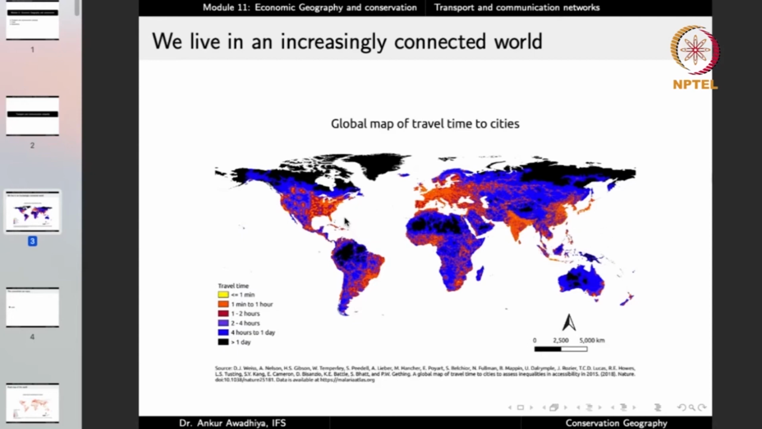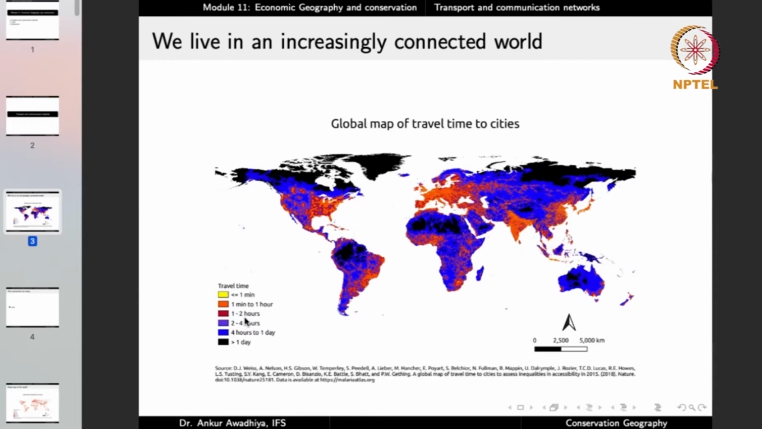That is, you can reach any point in these locations within a short period of time, say less than 2 hours. But there are also certain other locations, such as areas in Alaska or areas in northern Canada or areas in Russia, where you'll need more than 1 day to reach that point from the nearest city.